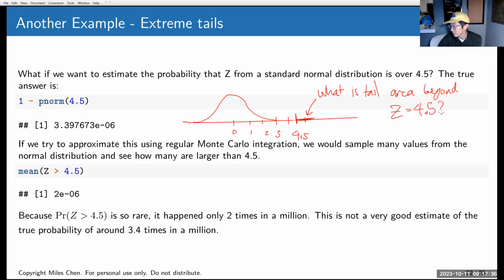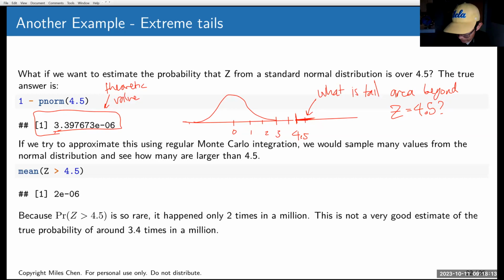And the answer can be found using pnorm. We get 3.397 times 10 to the -6, a very, very small number. So this is the theoretical quantity, using the CDF function. But let's say we wanted to estimate this using just plain old Monte Carlo integration.